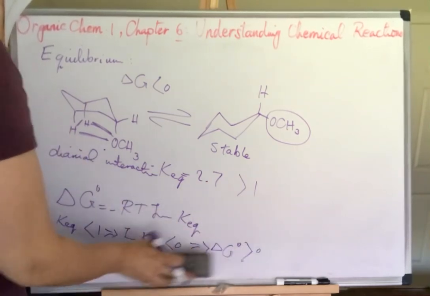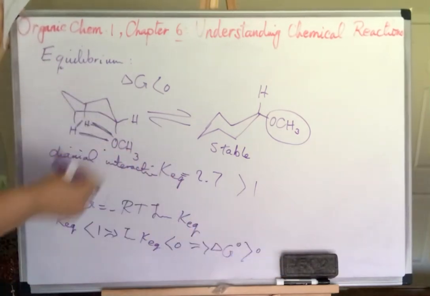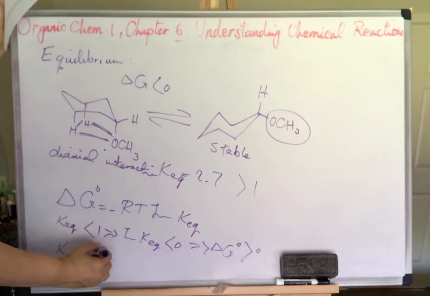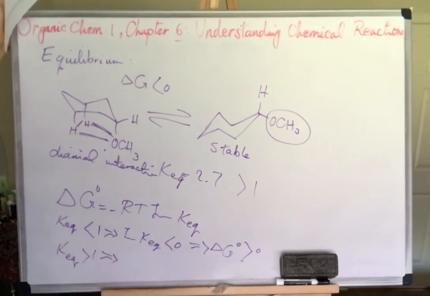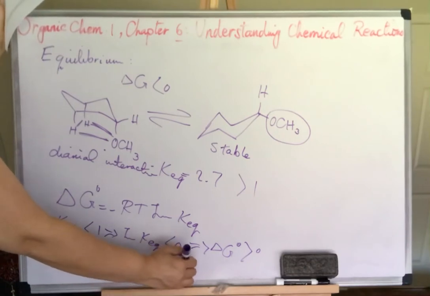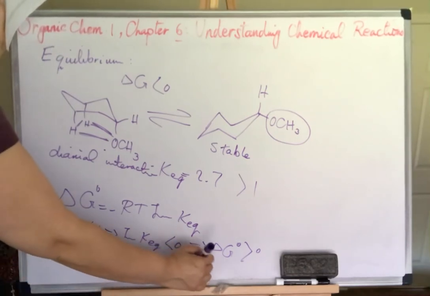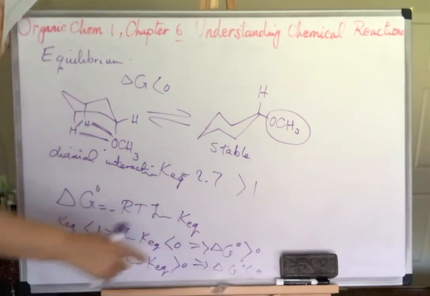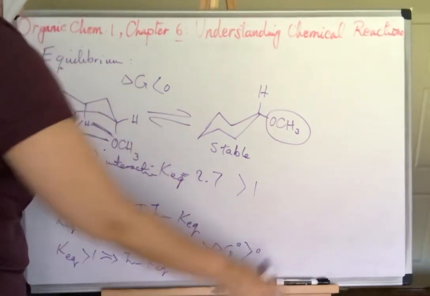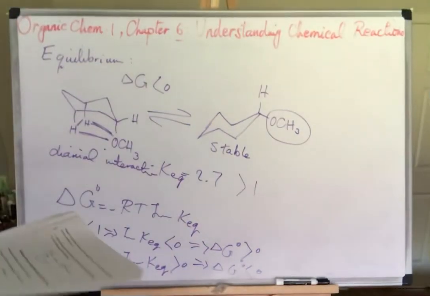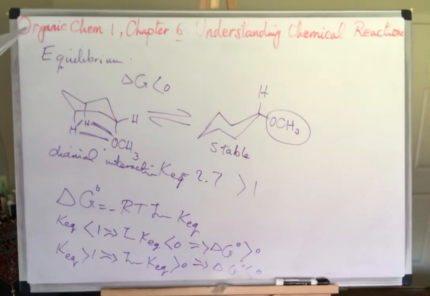You can easily try it with just plugging in one K equilibrium value. When K equilibrium is more than 1, ln K is more than 0, then delta G is negative. This shows spontaneous and non-spontaneous processes, sorry. Okay.